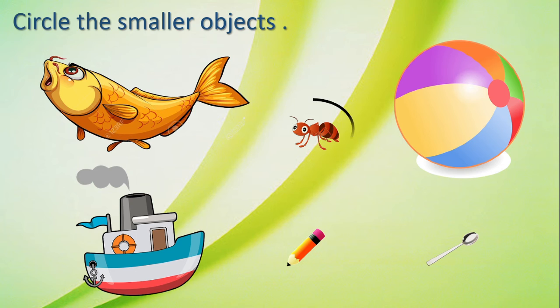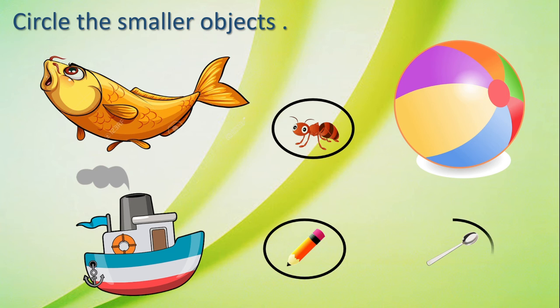Yes, very good. Ant. चींटी बहुत छोटी रहती है, right? Here we can see the size of the ant compared to that fish, ship and ball, right? The next smaller object is a piece of pencil. कितनी छोटी है पेंसिल, है ना? पेंसिल का टुकड़ा है, right? So it is small. And see one more thing, that is a spoon, चम्मच. वो भी बहुत छोटा है compared to fish, ship and ball. Isn't it?